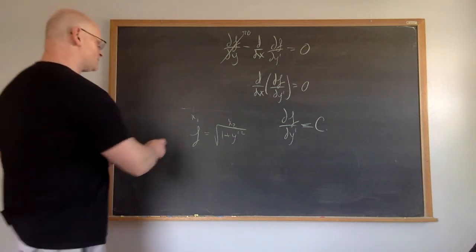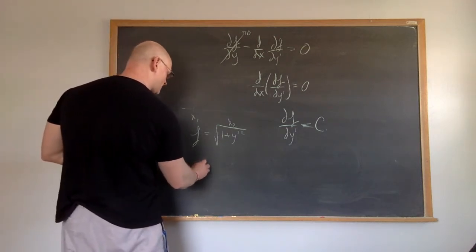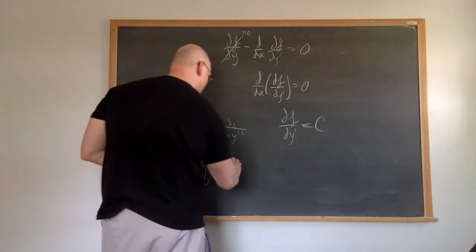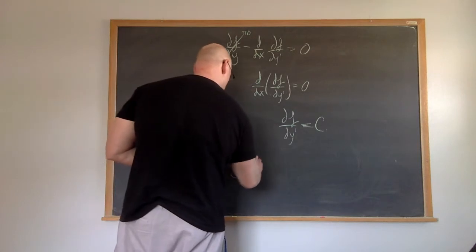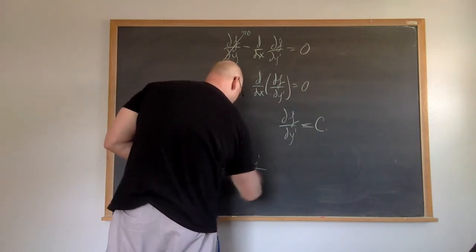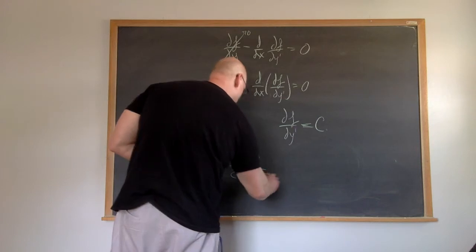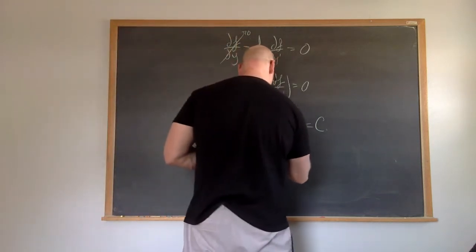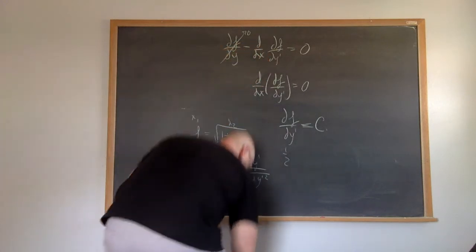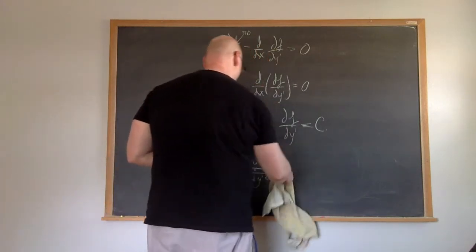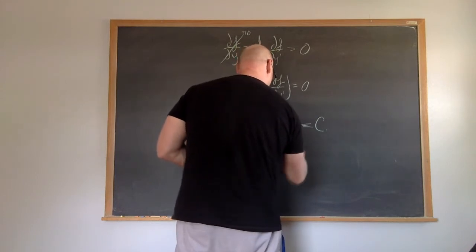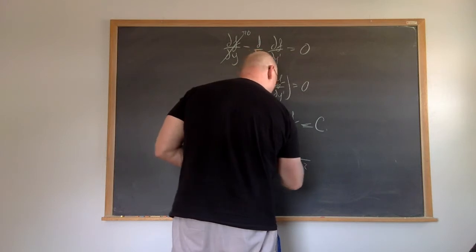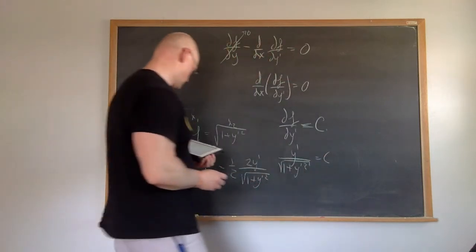So good. So let's take the partial derivative of this with respect to y prime. If I do that, then the partial of f with respect to y prime is going to be equal to 1/2 of 2 times y prime divided by the square root of 1 plus y prime squared. And that must be equal to the constant c. So let's plug that in. So this becomes 1/2. Actually, the 1/2 is going to cancel. So let's ignore that. So it's going to become y prime divided by the square root of 1 plus y prime squared, is all equal to c.